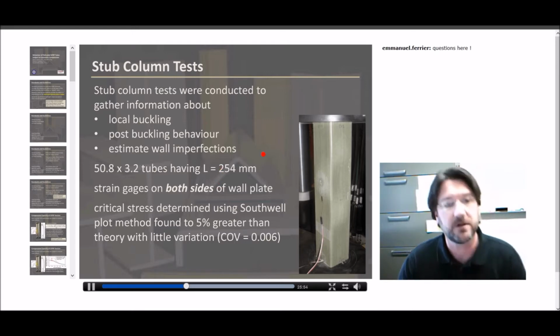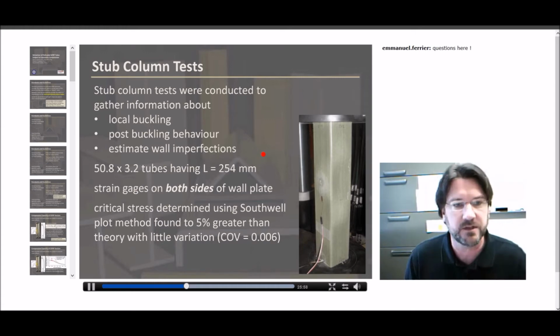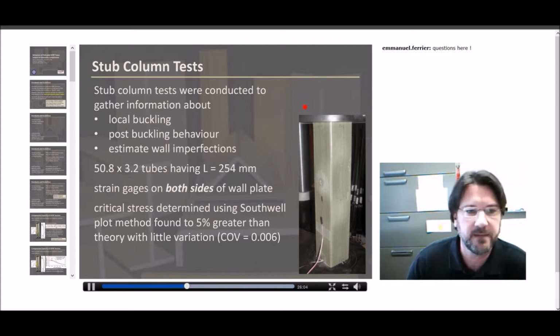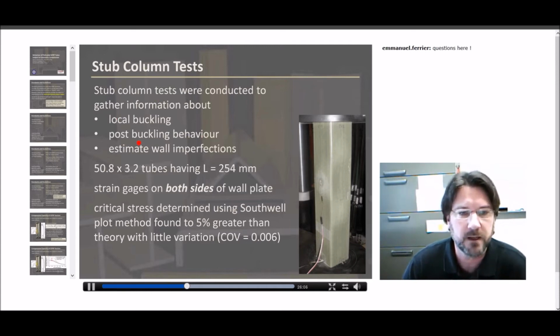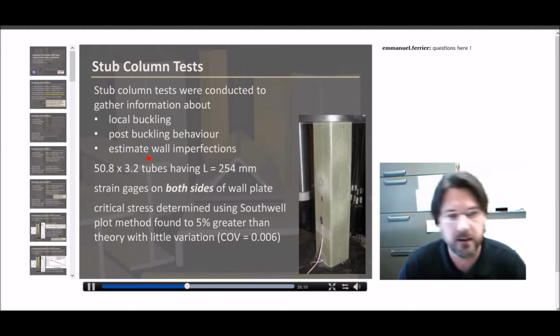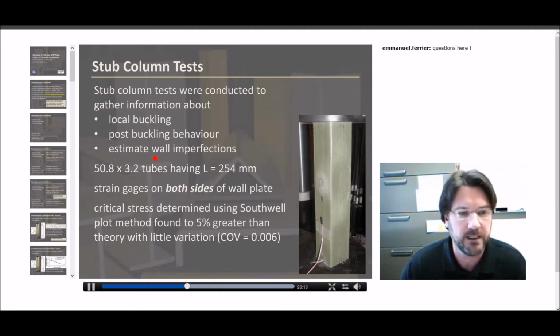We started out looking at stub tests, very short column tests. We need to understand local buckling as separate from global buckling or Euler buckling. So we tested very short specimens, interested in what the post-buckling behavior is, and this is also a manner by which we can estimate the wall imperfections, which we're going to need to calculate our buckling coefficients.